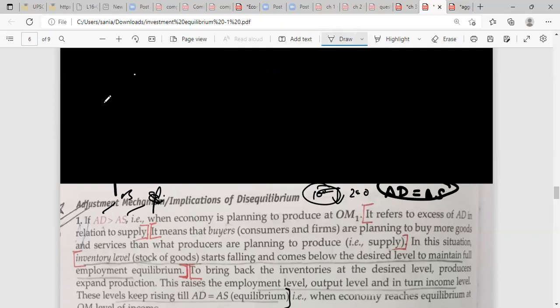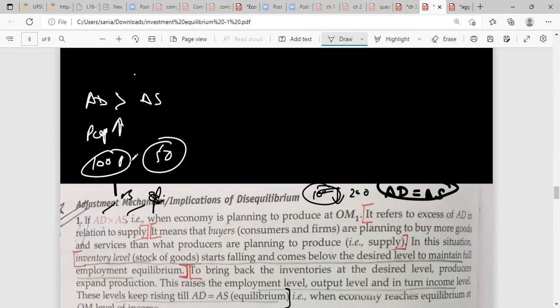So what was the situation? AD is greater than AS. So that means people are demanding more. For example, 100 people are demanding, but you have only 50 gifts. So what will you do now? You will increase your production. You will start producing more.